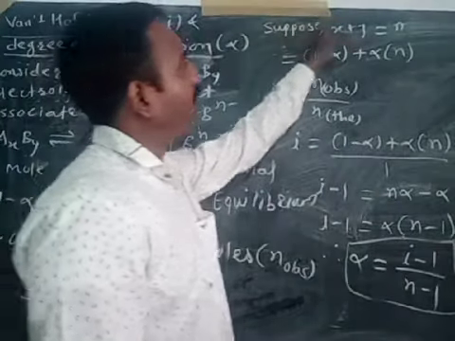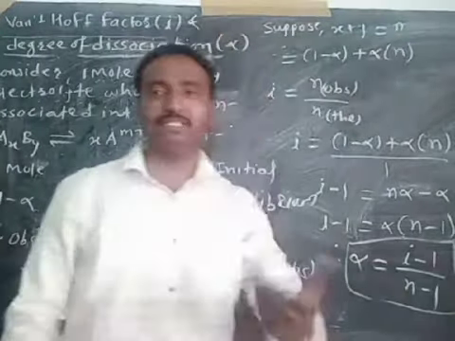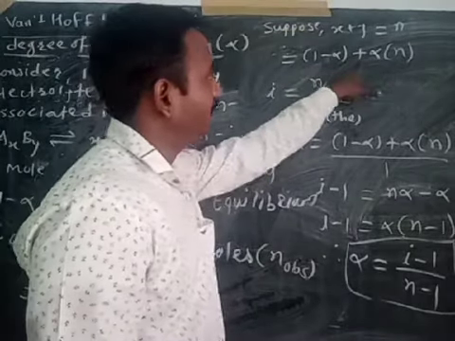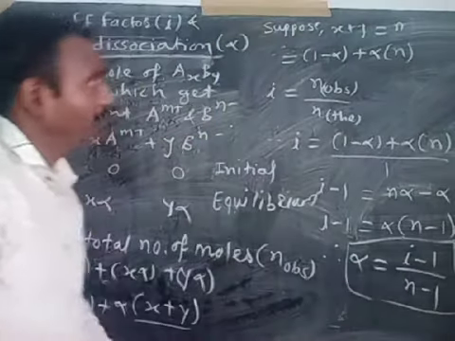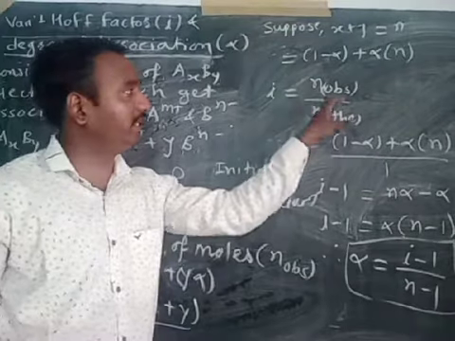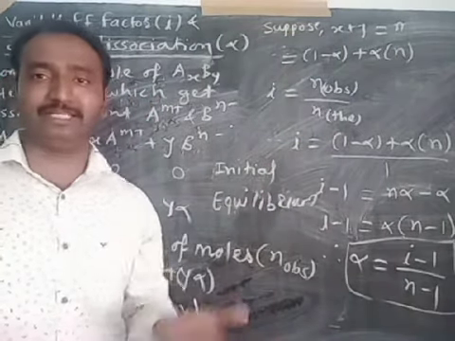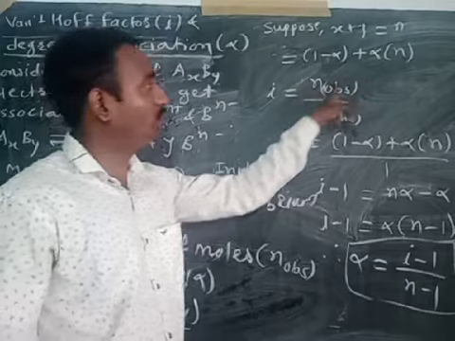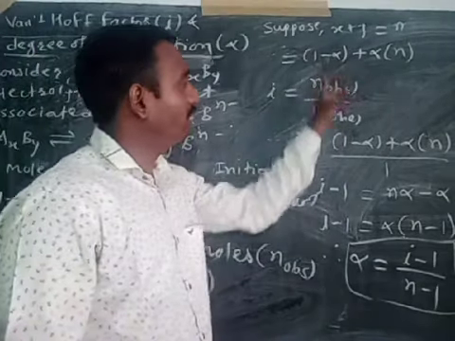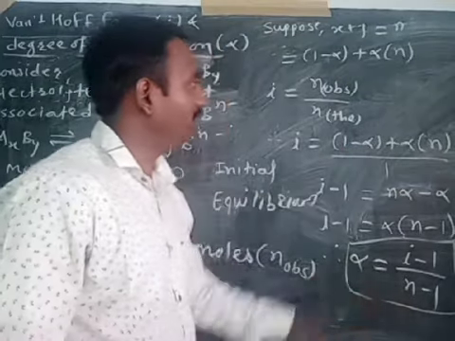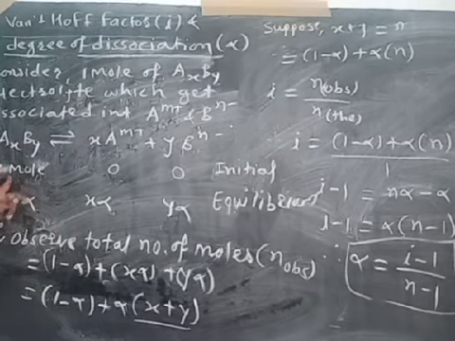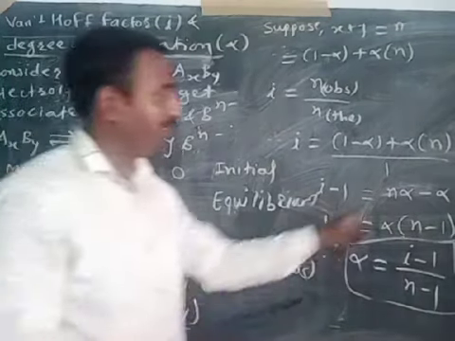Suppose we have taken x plus y as n, the number of particles, so the equation becomes 1 minus alpha plus alpha n. But according to the concept of van't Hoff factor, as I studied earlier, i is nothing but n observed upon n theoretical. i is equal to n observed upon n theoretical, but n observed is equal to 1 minus alpha plus alpha into n. Theoretical means the actual taken value of the number of moles, that is 1.